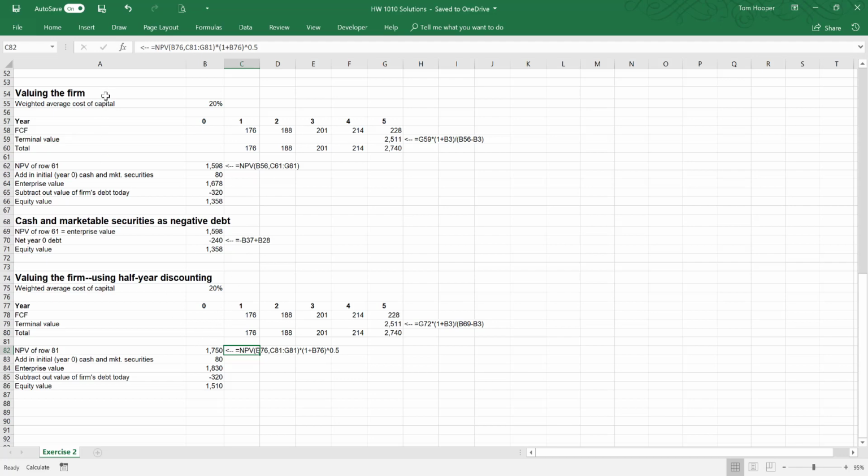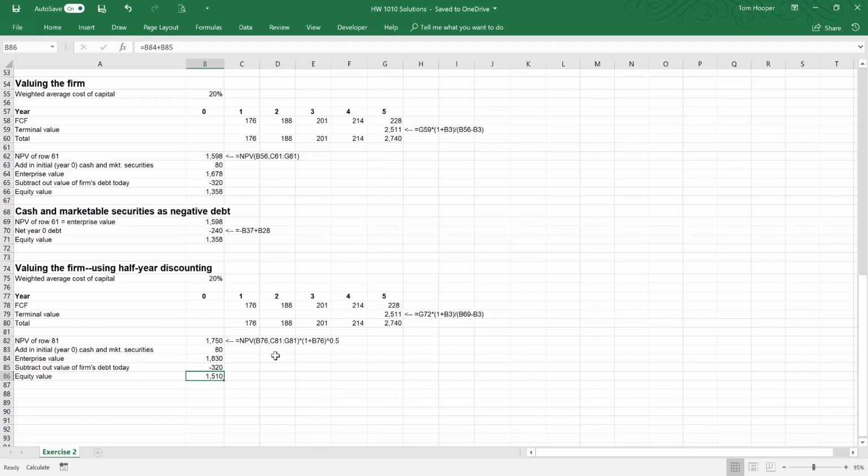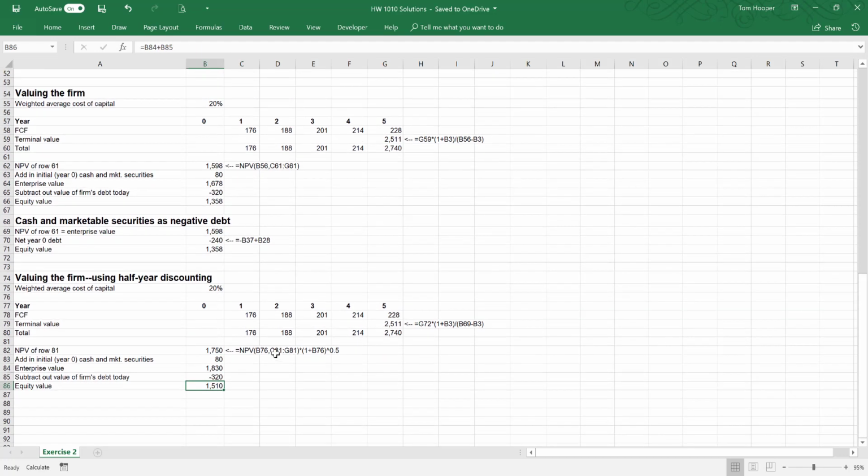So he's showing us 2 ways to value the firm, one with it at the year end, one with it at the mid-year. And then again, we subtract off the net debt to get to the equity value. Since we're not given a share count in this problem, this is actually the end of problem 2.